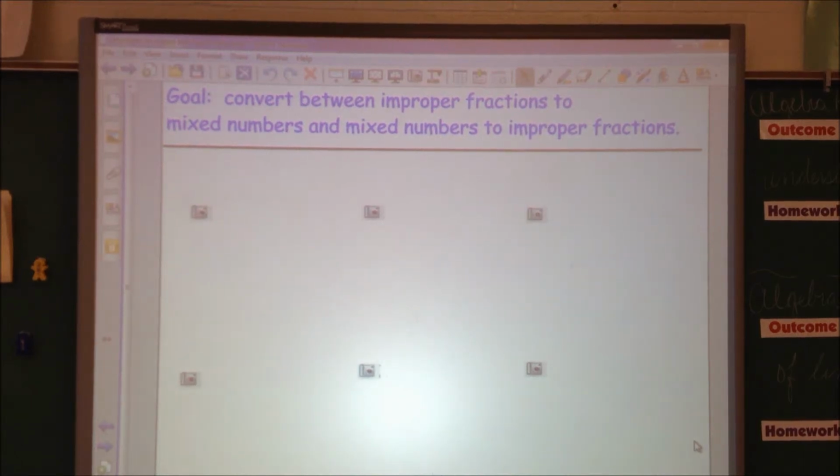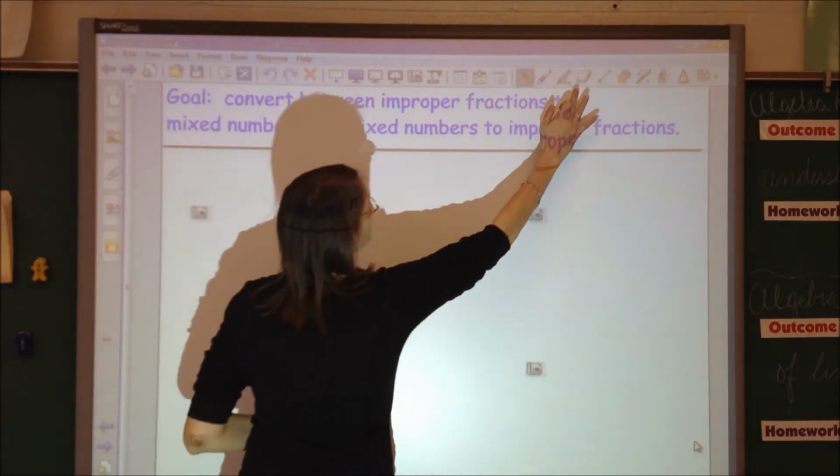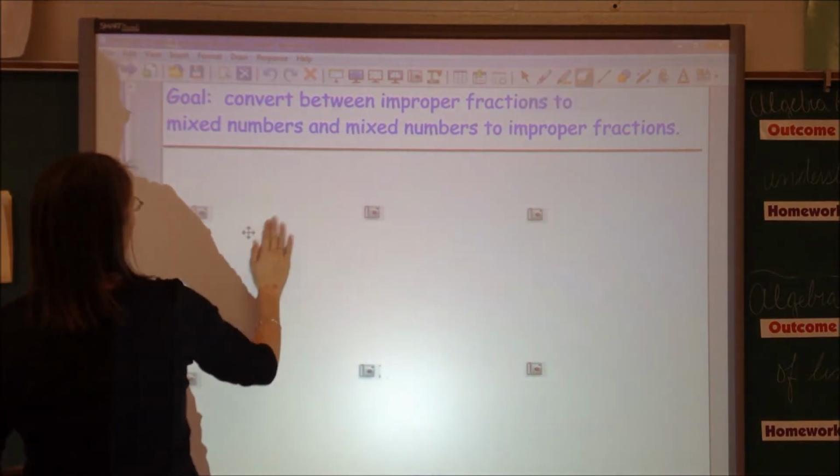Today we're going to be converting between improper fractions to mixed numbers and mixed numbers to improper fractions. You may remember this from last year. So here is your first example.